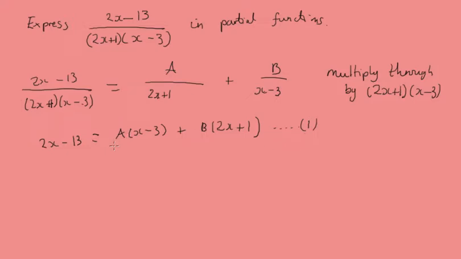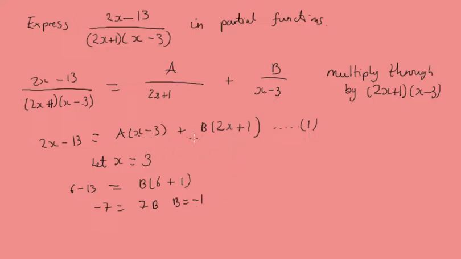There are two methods to go about this. Our first method is to think about what's a good value to let x be, so that we have one unknown, because we can solve for one unknown. If we let x equal 3, this bracket becomes 0, so we get rid of this whole term. So 2 times 3 is 6, minus 13 is equal to B times (2 times 3 is 6, plus 1), and that becomes minus 7 equals 7B. So B must be equal to minus 1.